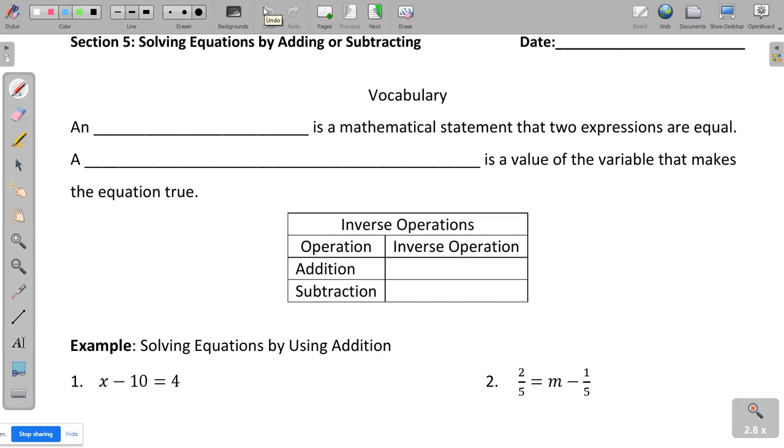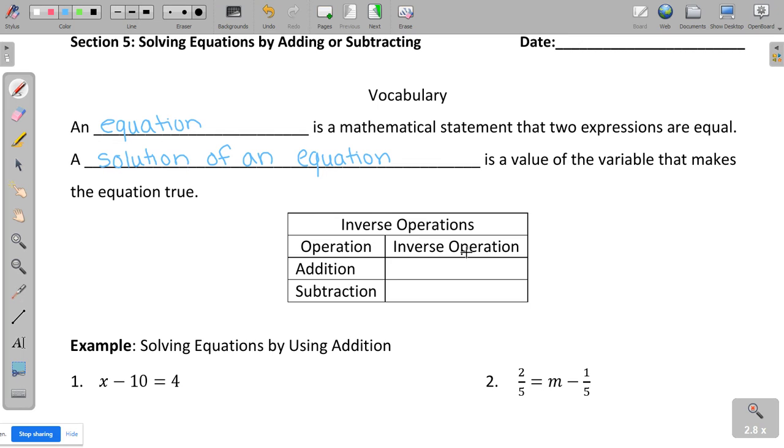Today, we're going to be looking into solving equations by adding or subtracting. So, let's look at some vocabulary. An equation is a mathematical statement that two expressions are equal. A solution of an equation is the value of the variable that makes the equation true.